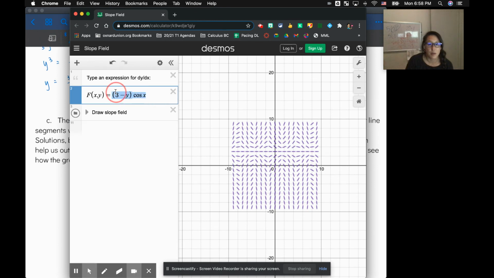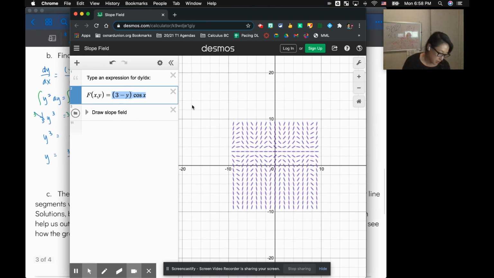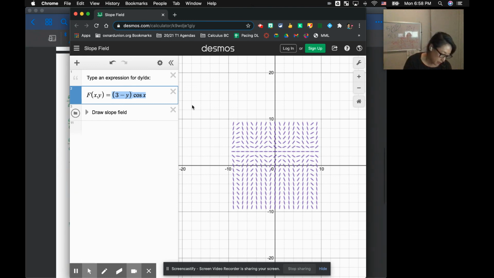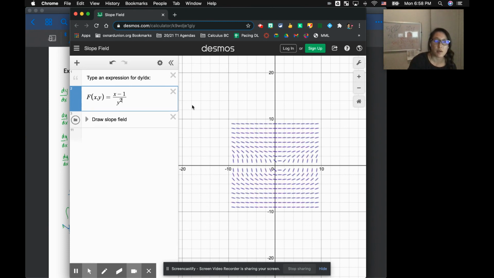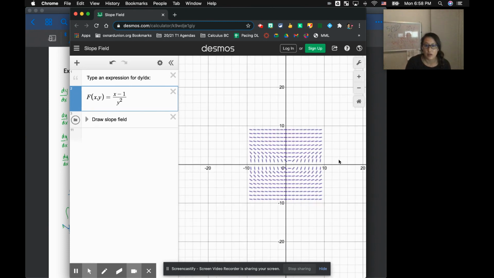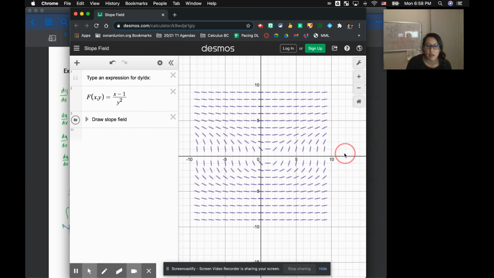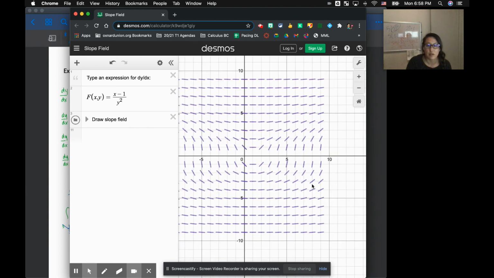And what I'm going to do is type in our original function, our differential equation, excuse me. So my computer is crazy. Okay, I have x minus 1 over y squared. And our slope field looks like our slope field. See, it's just a big version of our slope field.